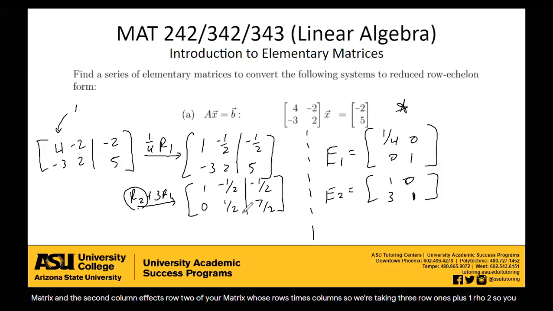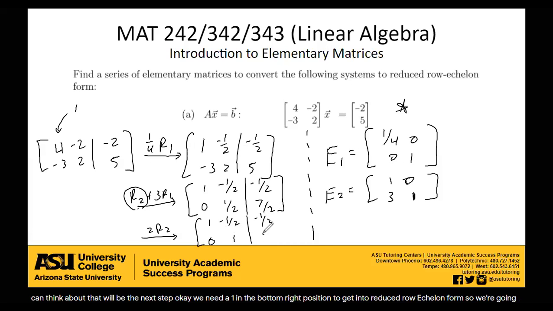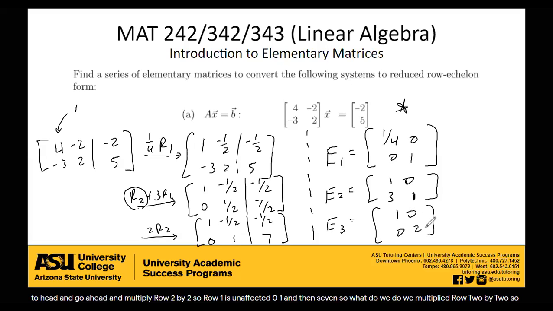We need a 1 in the bottom right position to get into a reduced row echelon form. So we're going to go ahead and multiply row 2 by 2. So row 1 is unaffected. 0, 1, and then 7. So we multiplied row 2 by 2. So we take our identity matrix and multiply row 2 by 2.